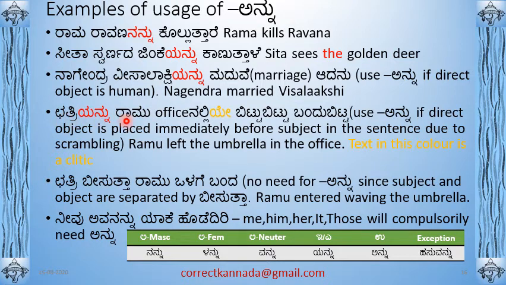Chhatriyannu Ramu office-nalliye bittu bittu bandu bitta. Okay, so the meaning for this is Ramu left the umbrella in the office. Chhatri is umbrella. Okay, umbrella chhatri, e ending, so yannu, chhatriyannu, right? Ramu office-nalli, so he left the umbrella. Bittu means he left it off and came. Baru is to come, so bandu bitta. So what is this bitta?